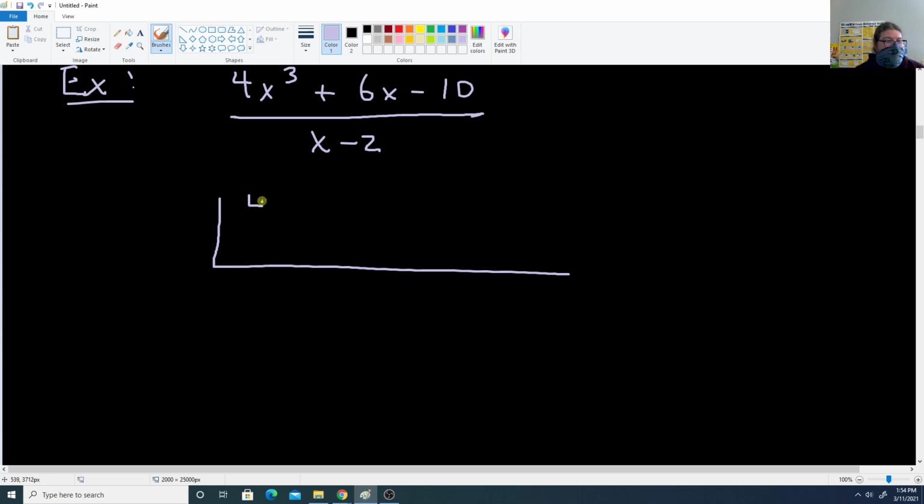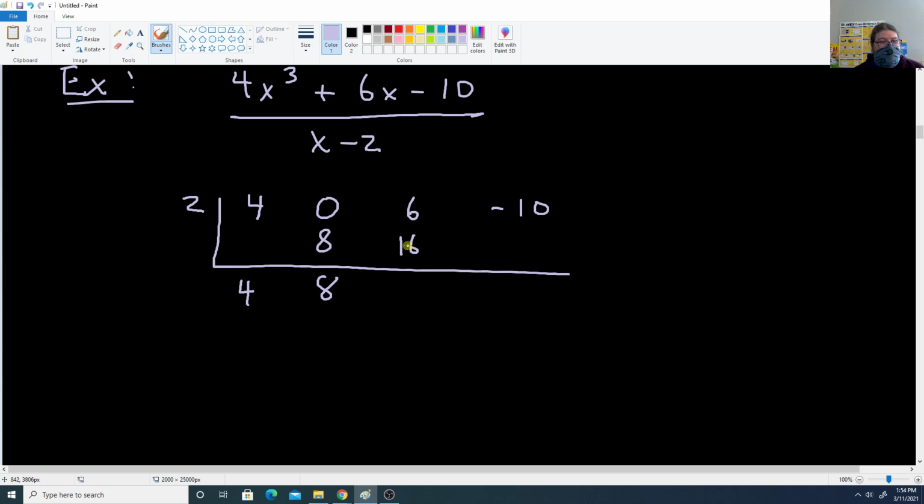We'd put 4 for x cubed's number. We're missing x squared, so we've got to put 0 as a placeholder for the missing x squared term. 6 is x's number, negative 10 is the constant term. Since I got a minus 2, I put a positive 2 out to the side there. Bring down 4. 2 times 4 is 8. 0 plus 8 is still 8. 2 times 8 is 16.